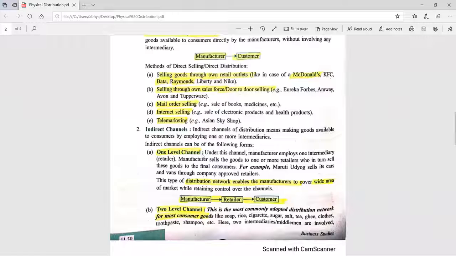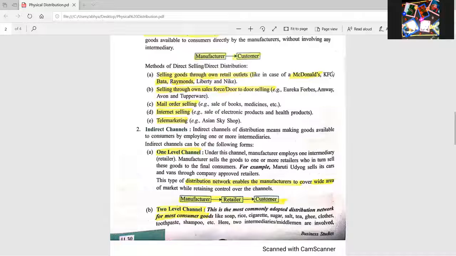Then selling through own sales force, like door to door selling. It means they have appointed their salespersons and they are visiting the consumers at their doorstep and making the goods available there only. So they have not appointed any middleman. The salespersons are not middlemen. They are their hired employees who are working for them. Many times you have seen ladies keeping a bag on their shoulder and moving here and there, going to different homes.